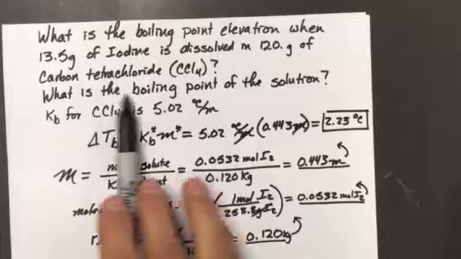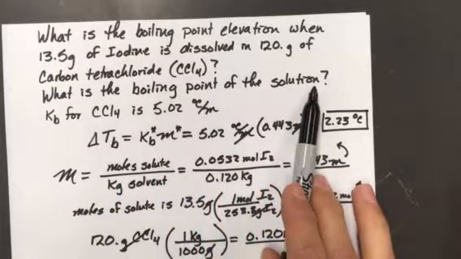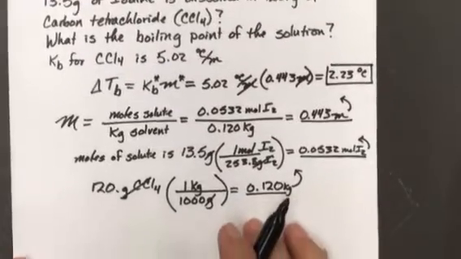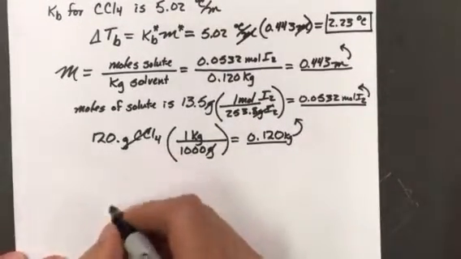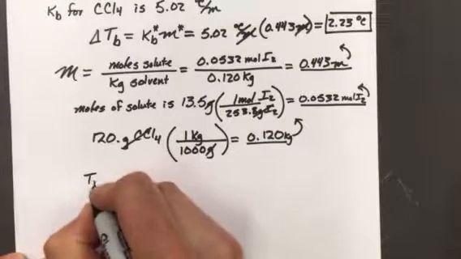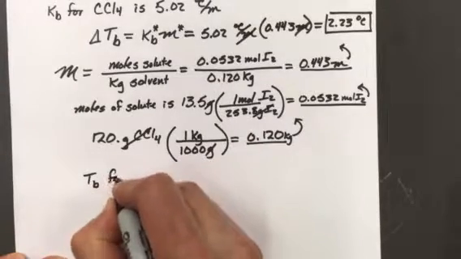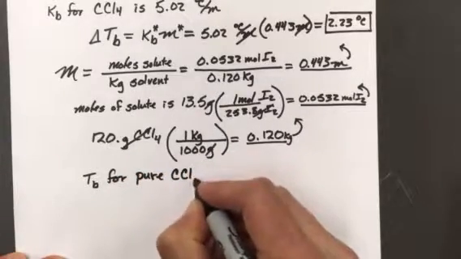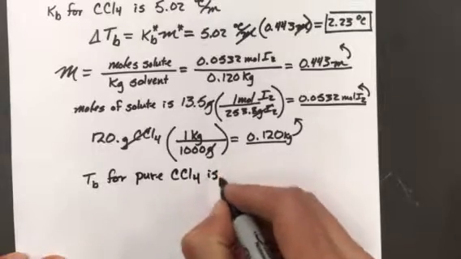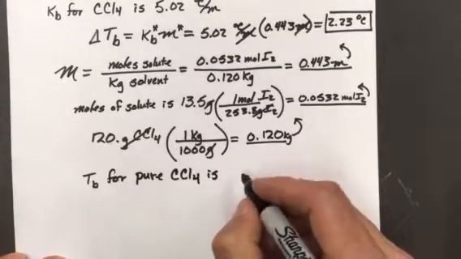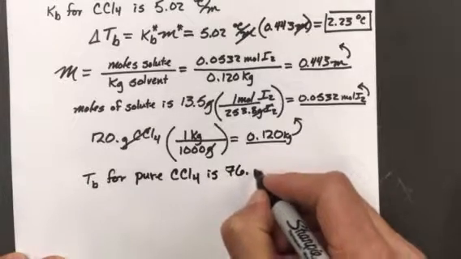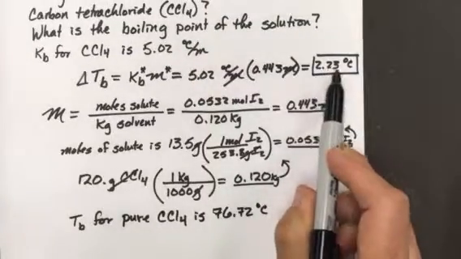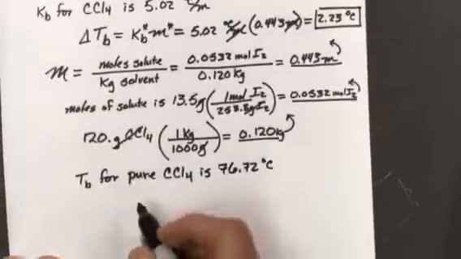However, there was a second question. What is the boiling point of the solution? Well, I looked up carbon tetrachloride, and in pure carbon tetrachloride, the T_B for pure CCl4 is 76.72 degrees Celsius. So if you're elevated by 2.23, we simply have to add those together.